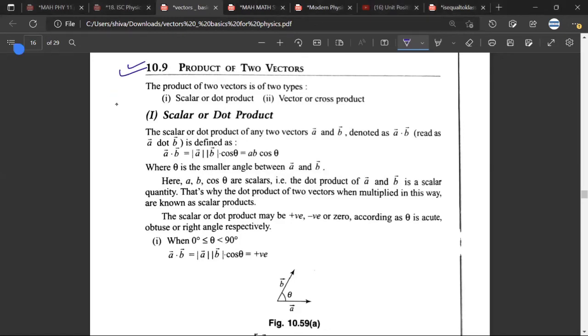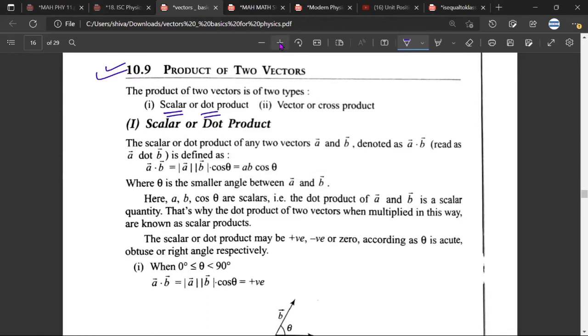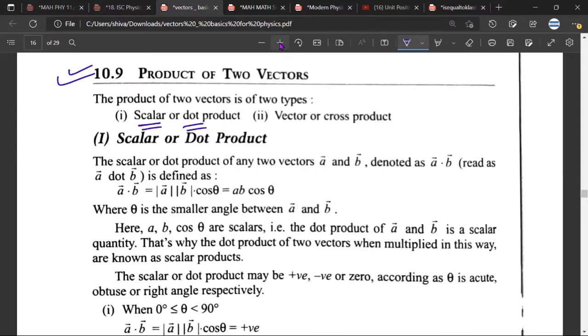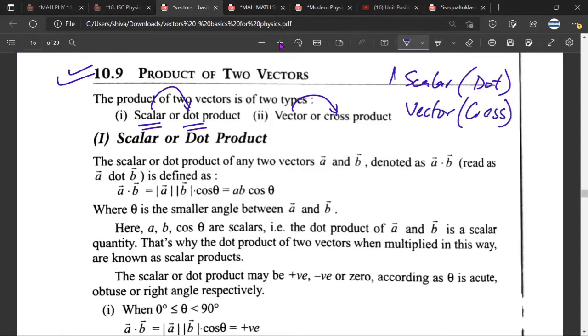Yes, sir. Okay. So in the product of two vectors, the scalar product is a simple product. Scalar product is also called the dot product. And the other is the vector product. So scalar is called a dot product, vector is called a cross product. Just remember this. Scalar, other name is dot; vector, other name is cross. Are we clear? Yes, sir. This is a simple one. This is a bit complex. This is what we'll do today. This is what we'll do tomorrow.